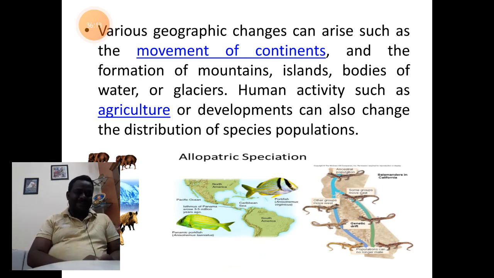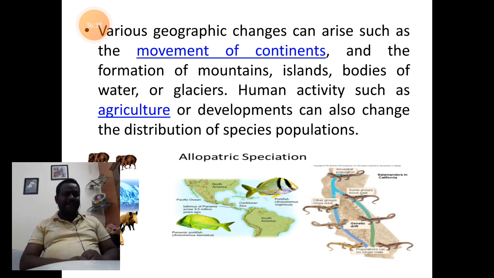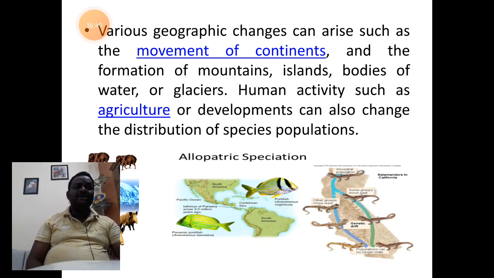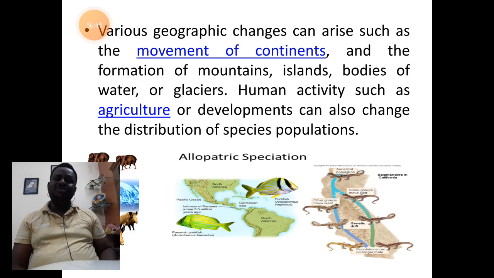During the evolution process, the geographic changes like movement of continents, formation of mountains, islands, water bodies, glaciers, and even human activities such as agriculture and urbanization. All these changes have brought in changes in the environment in various populations also. So new species are formed because of all these geographical changes.